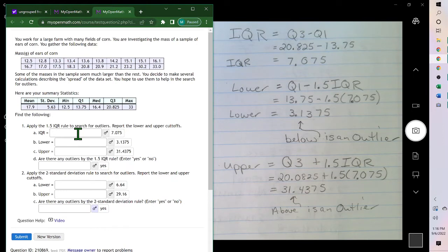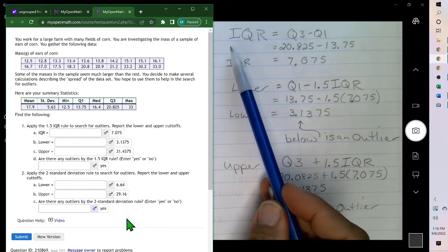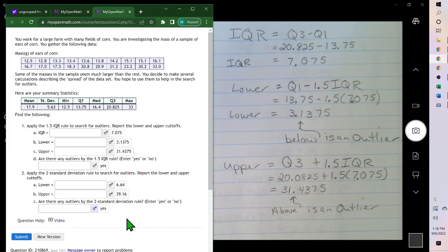If we look at our values, nothing below 3, above 31 point, so there is one outlier, 33.0, and so yes, there's an outlier. So this is if you're finding outliers using the interquartile range.